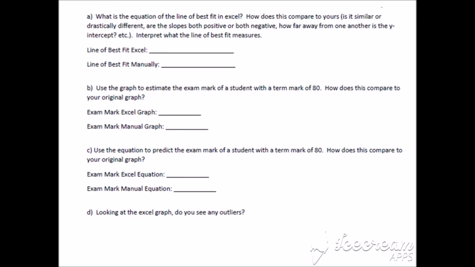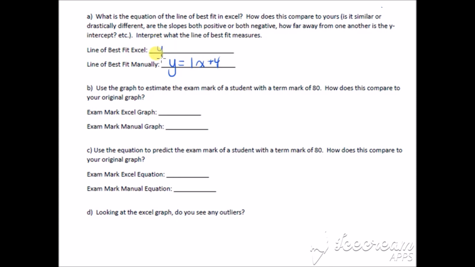So what is the equation of the line of best fit in Excel? This is where we're formally going to write it. Okay, and how does this compare to yours? Is it similar, drastically different? Are the slopes both positive or both negative? Okay, so the line of best fit, I remember manually, is y equals 1x plus 4.